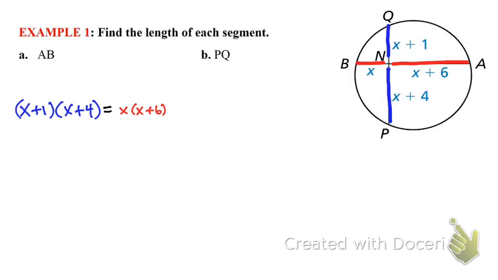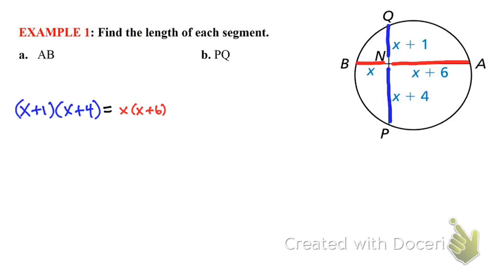So we see we're multiplying two binomials, so you can use your box method, FOIL method, distributive method, whatever you feel comfortable using, but we need to multiply those two binomials, making sure that we remember those linear terms, what we sometimes call those middle terms. And on the other side of the equation, we're just using the distributive property to make sure that x gets multiplied times the x in the parentheses and the 6.